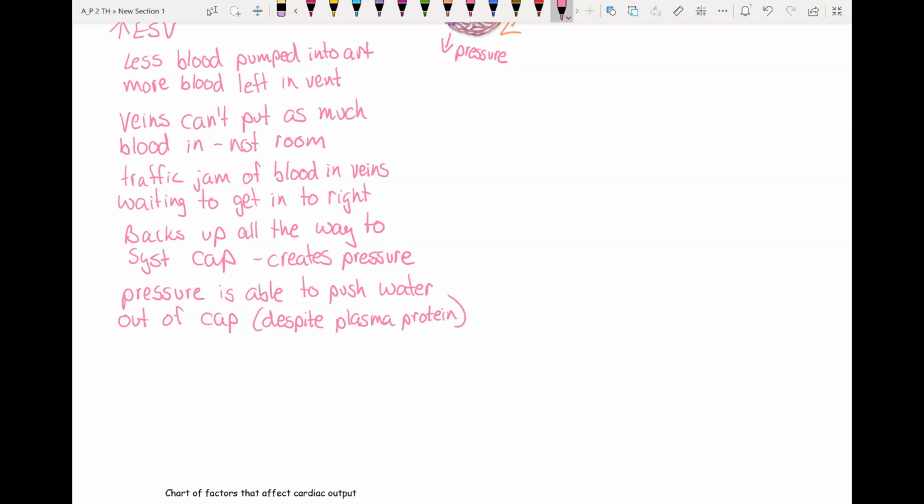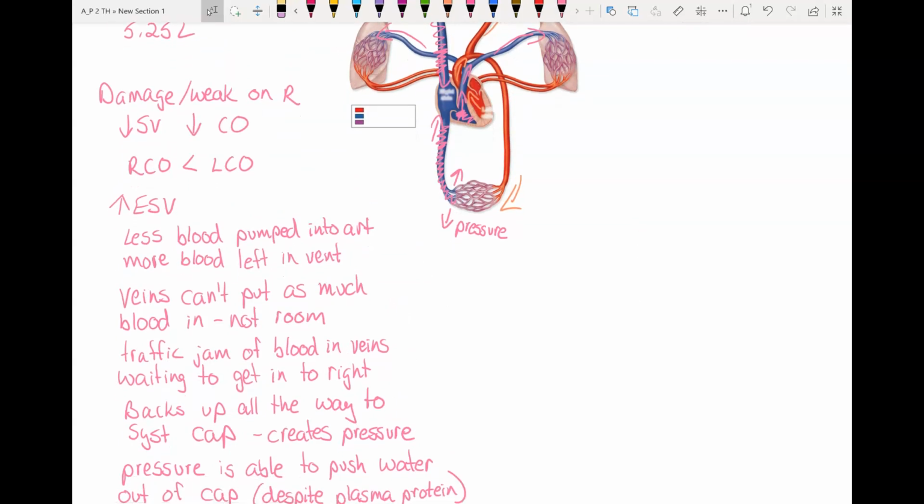Okay, so under this condition where you have this traffic jam of blood trying to get into the right side of the heart, that creates so much pressure that the pressure becomes more powerful than your plasma protein and water is pushed out. So you end up with water leaking out of these capillaries.